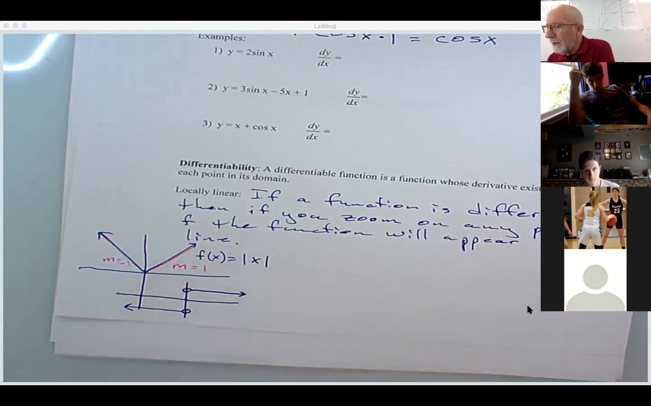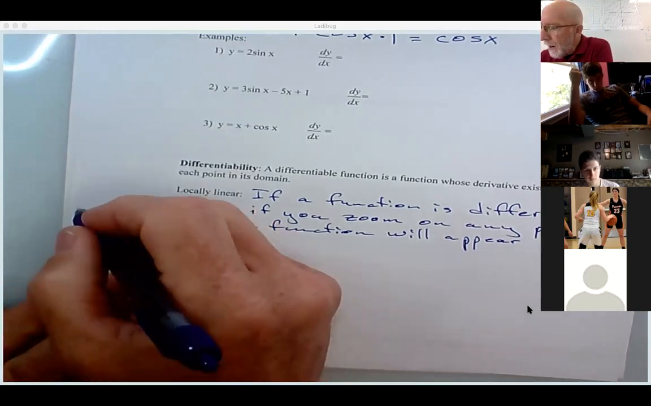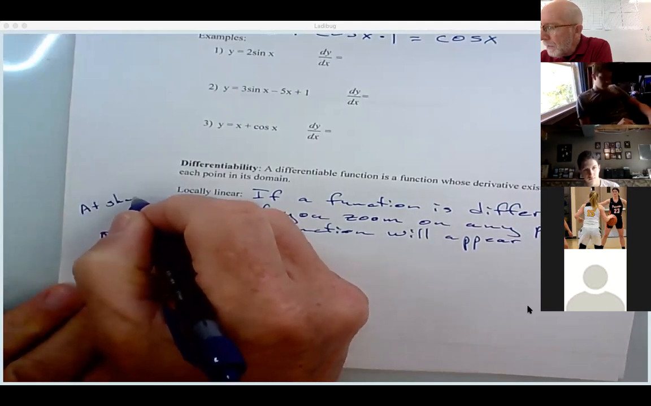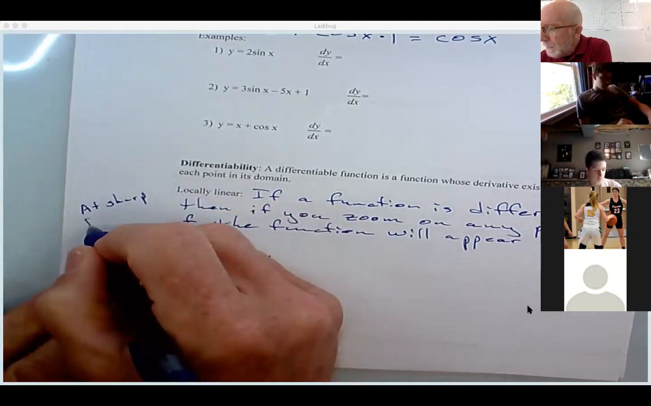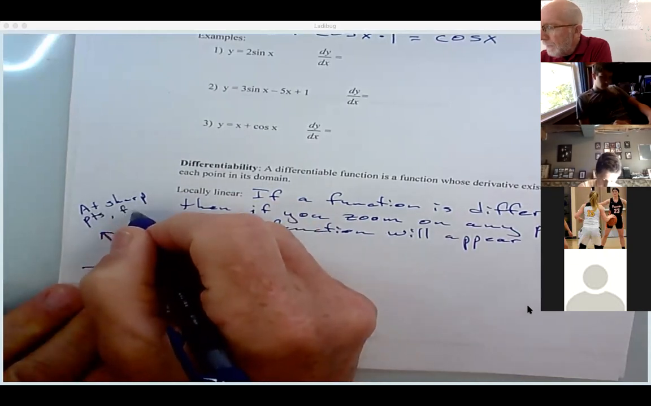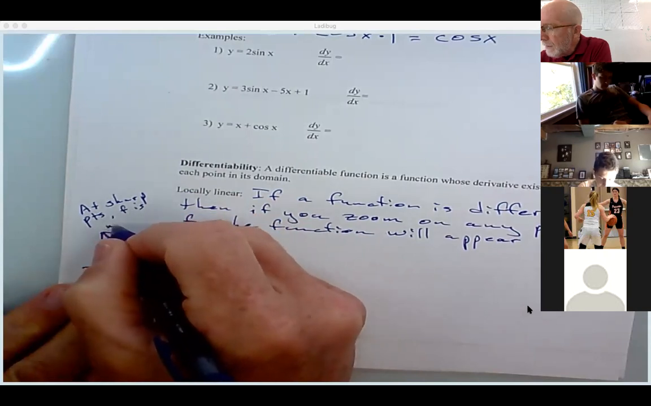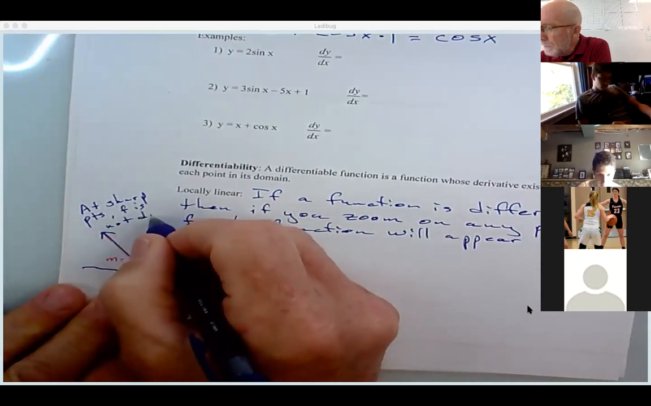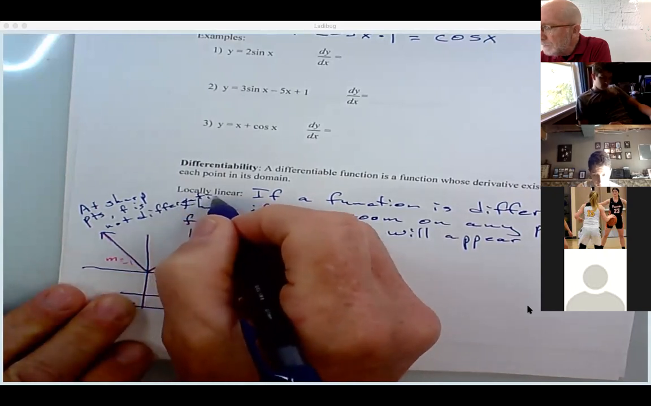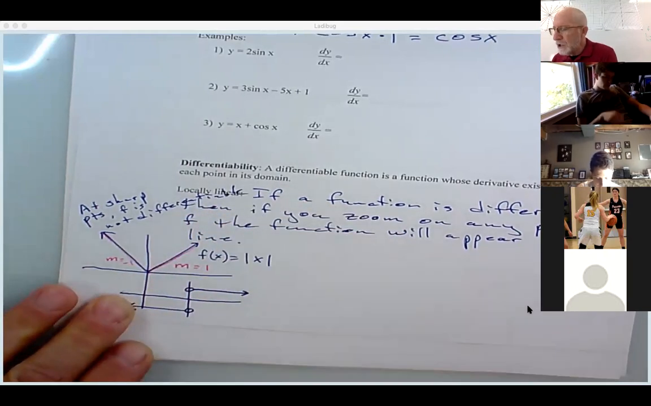So what we say in calculus is at sharp points, f is not differentiable. You can't take a derivative there at sharp points.